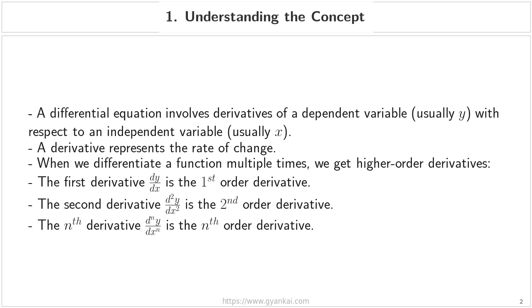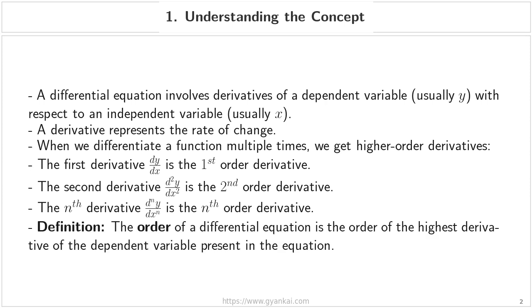Now, the key to our topic today is that we can differentiate a function multiple times. When we do this, we create what we call higher-order derivatives. For instance, the first derivative, written as dy/dx, is known as the first-order derivative. If we differentiate again, we get the second derivative, written as d squared y over dx squared, which is the second-order derivative. We can keep going indefinitely. The nth derivative, written as d to the nth power of y over dx to the nth power, is simply called the nth order derivative. This brings us to our formal definition.